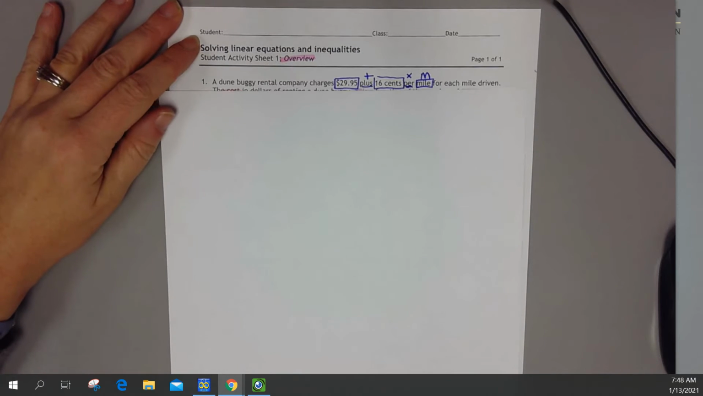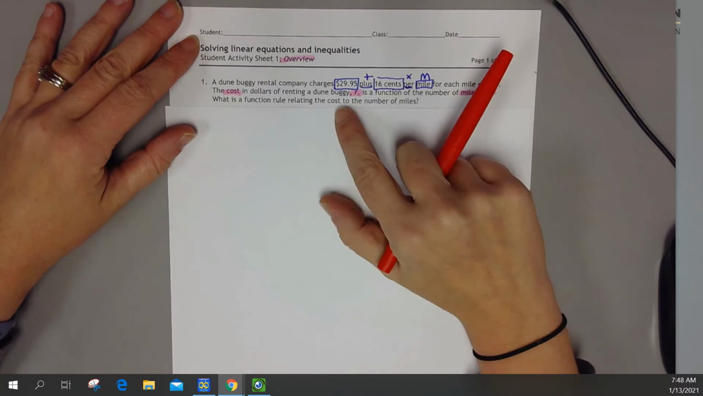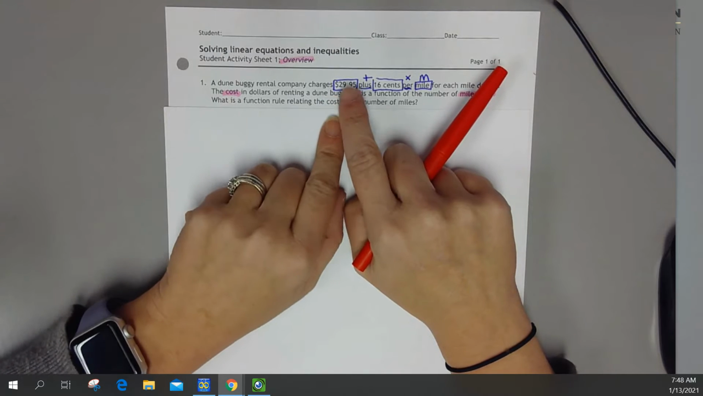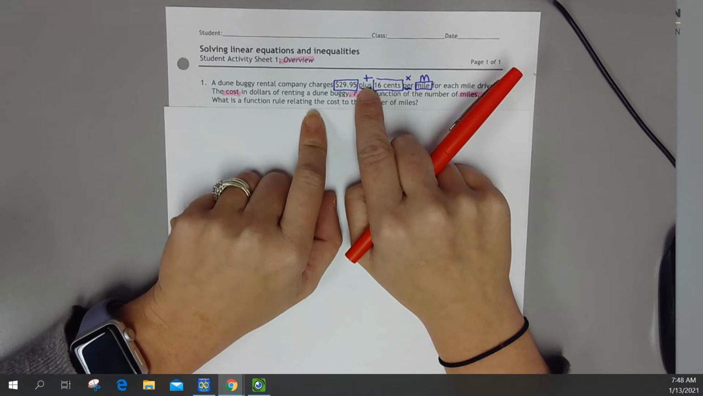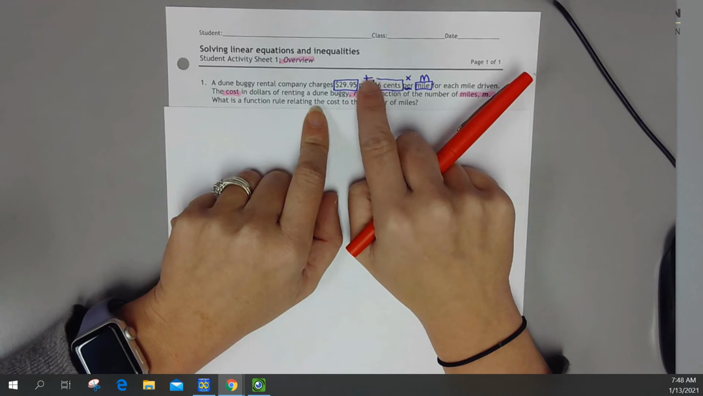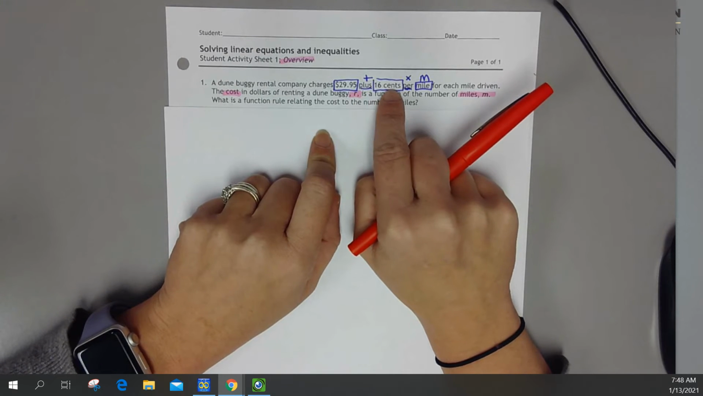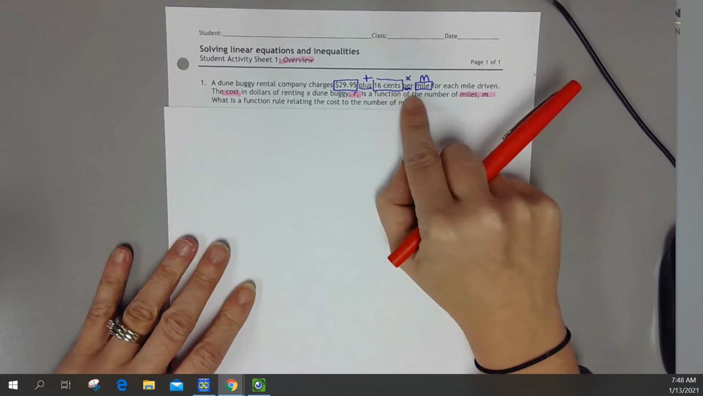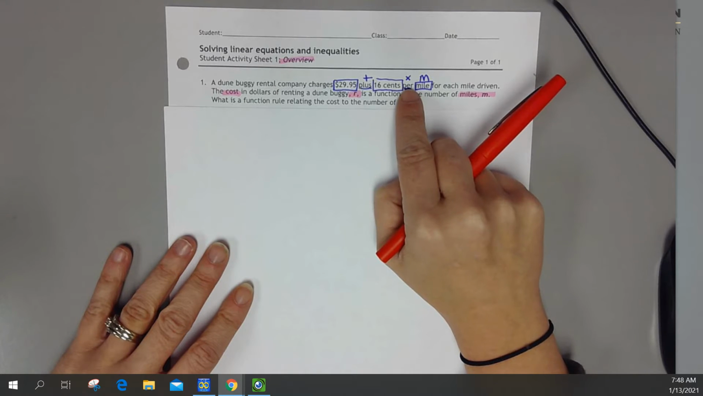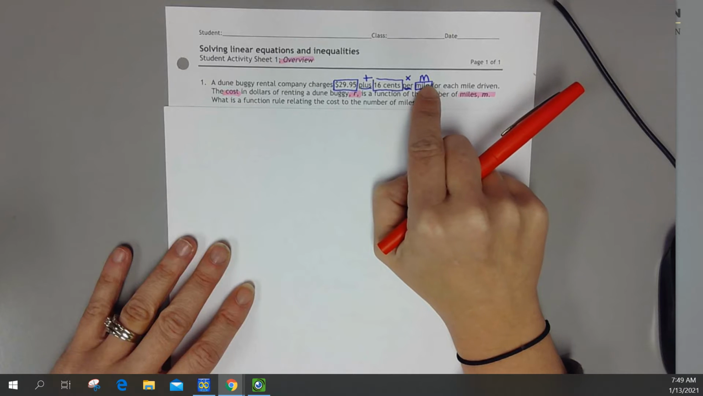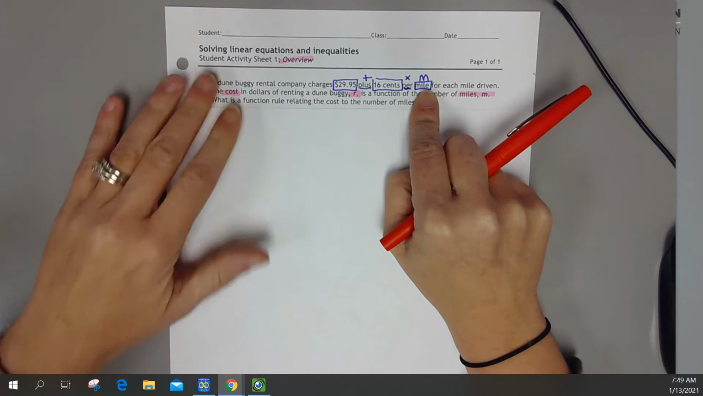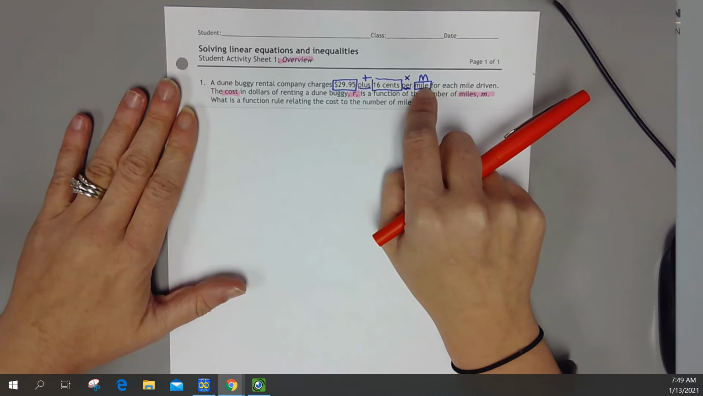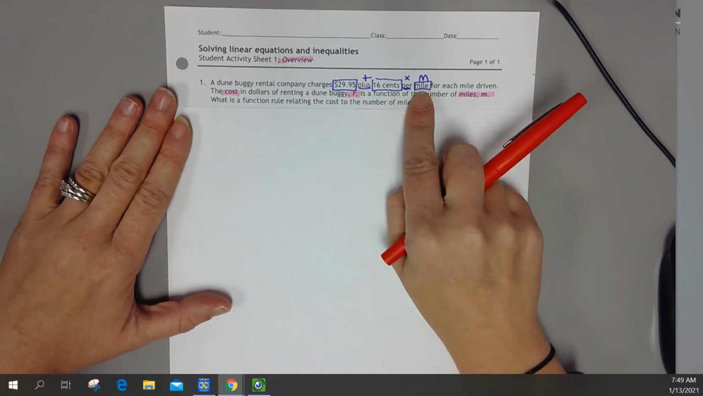So if we look at question 1, it says a dune buggy rental company charges $29.95. So immediately I'm going to put a box around it. Plus, guys, if you see a plus sign, underline it, put a plus sign above it. 16 cents. So I'm going to box it again. Per in math, not per like a kitty cat, that means multiply, and then miles. Now, we don't know much about miles, and we'll come back to that M in a second. All I know is that it's an unknown amount, so we're going to use a variable.